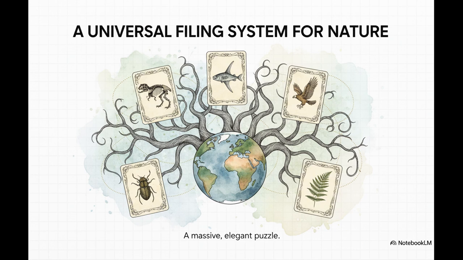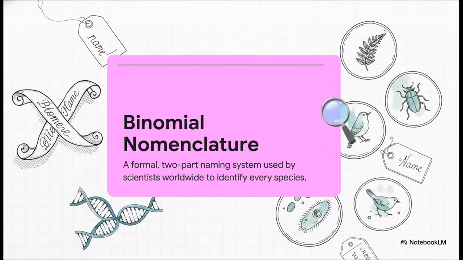Think of it like a universal filing system for all of nature. It was designed centuries ago, and its whole purpose is to let scientists, no matter where they are in the world, know exactly which creature they're talking about. No mix-ups, no confusion. And that amazing system has a name, binomial nomenclature. It sounds complicated, but it's really not. Let's just break it down.